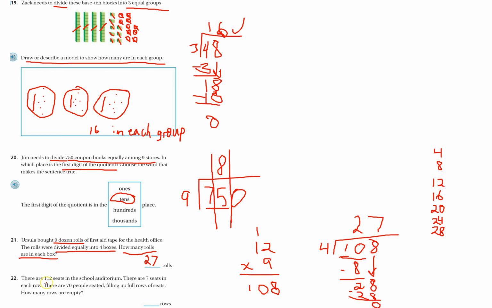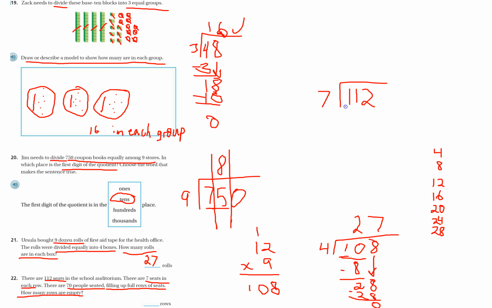All right, last problem. There are 112 seats in the school auditorium. There are 7 seats in each row. There are 70 people already seated, filling up full rows of seats. How many rows are empty? Okay, well, let's see. We have 112 seats.